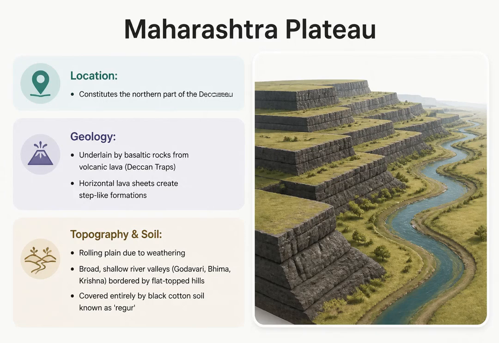The northern section of the Deccan is known as the Maharashtra Plateau. This area is famous for being underlain by basaltic rocks formed from massive volcanic eruptions. These horizontal sheets of lava cooled to form the Deccan Traps, creating a distinct step-like topography. Over time, the basalt weathered down into a highly fertile black cotton soil, locally known as Regur, which covers the broad, shallow valleys of the Godavari, Bhima, and Krishna rivers.